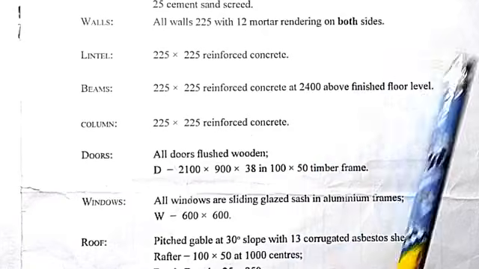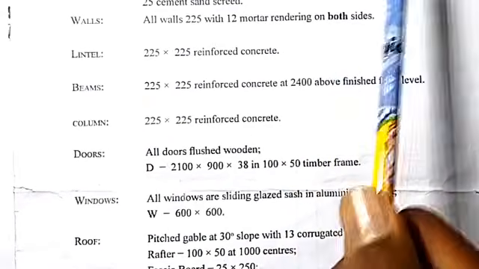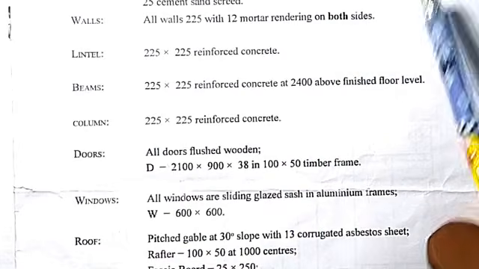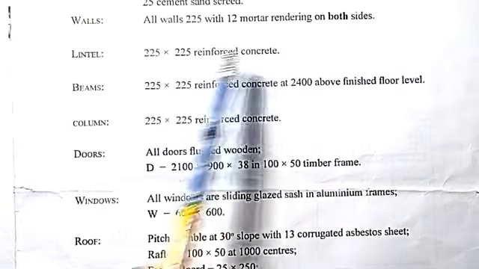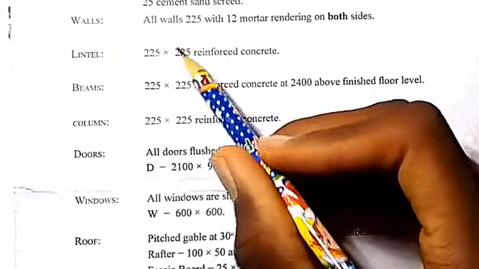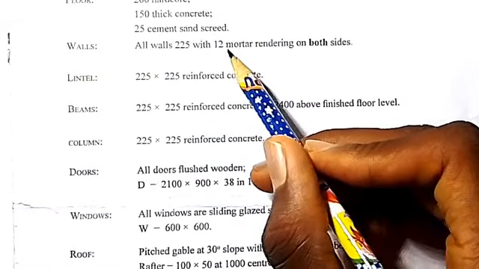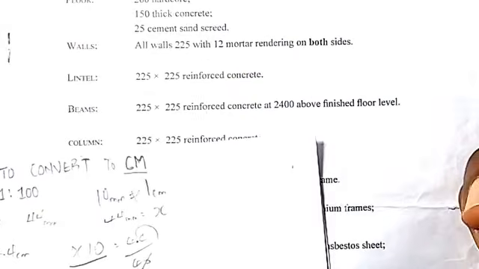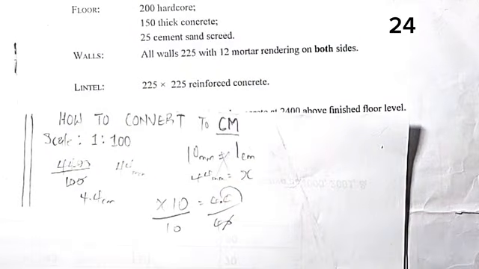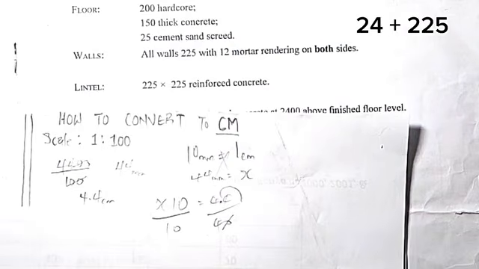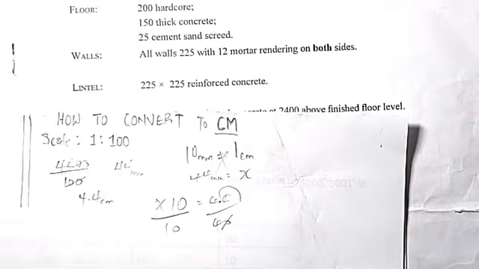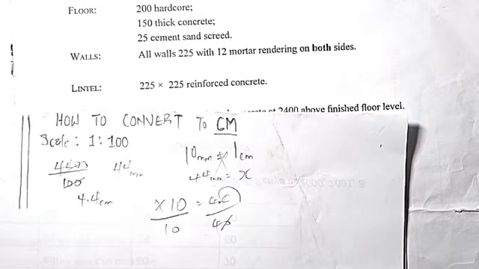Take note of that. So inside a house, the plastering is going to be at the inside of the house and also at the outside of that wall. So we're having 225 with 12 mortar rendering. So the 12 is times 2, which is inside and outside. So 12 plus 12 is giving us 24. So 24, we add it with 225. That is how we convert for the walls, how we get the value to be used. Which is giving us 249.